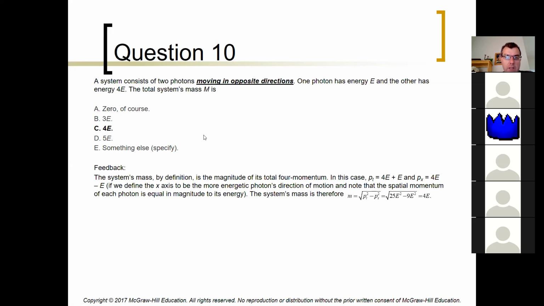The energy is 5E because we add E and 4E. That's the energy. The momentum, well, we've got 4E going this way and E going that way. So that means that we're subtracting them because they're going in opposite directions. So the momentum is 3E. So E squared minus P squared is 5 squared, or 25, minus 3 squared, or 9. So 25 minus 9 is 16, which is the square of 4. Any questions?